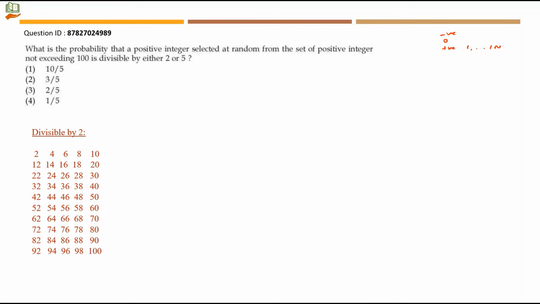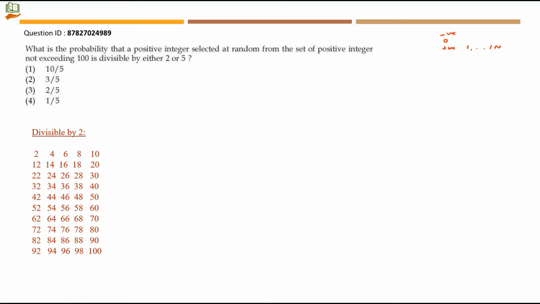So let's see the numbers that are divisible by 2. So 2, 4, 6, 8, 10, 12, 14, 16, 18, 20, 22, 24, 26, 28, 30, 32, 34, 36, 38, 40, 42, 44, 46, 48, 50, 52, 54, 56, 58, 60, 62, 64, 66, 68, 70, 72, 74, 76, 78, 80, 82, 84, 86, 88, 90, 92, 94, 96, 98, 100. In this, we can also understand that 10, 20, 30, 40, 50, 60, 70, 80, 90, 100 are also divisible by 5. So the 2 and 5 combo is also available in this list.